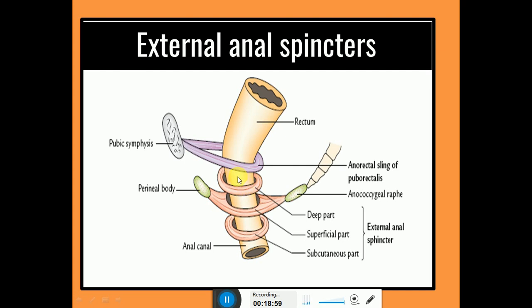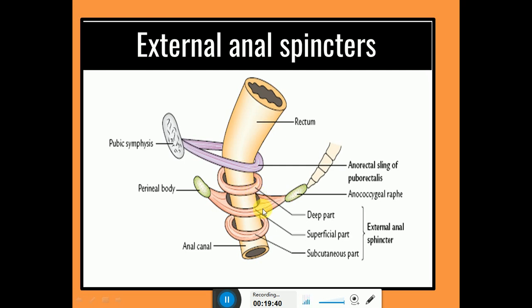As you can see, this deep part of the external anal sphincter has no bony attachment. It is not attached anywhere. It only blends with puborectalis. This puborectalis is attached anteriorly to the pubic symphysis. This is the important part: this deep part of the sphincter does not have any bony attachment. It only blends with puborectalis.